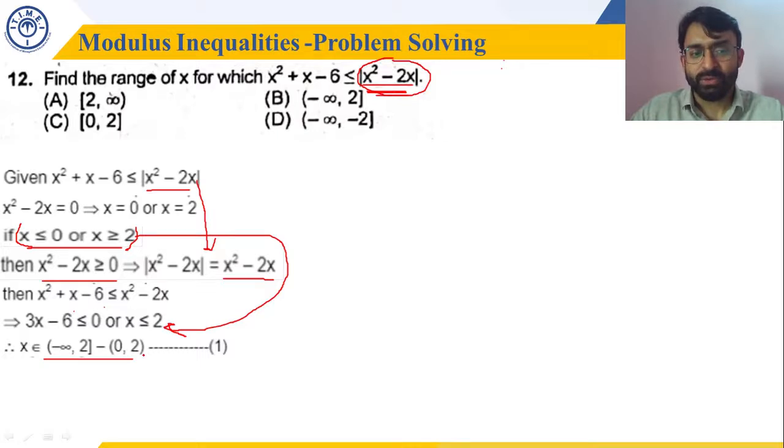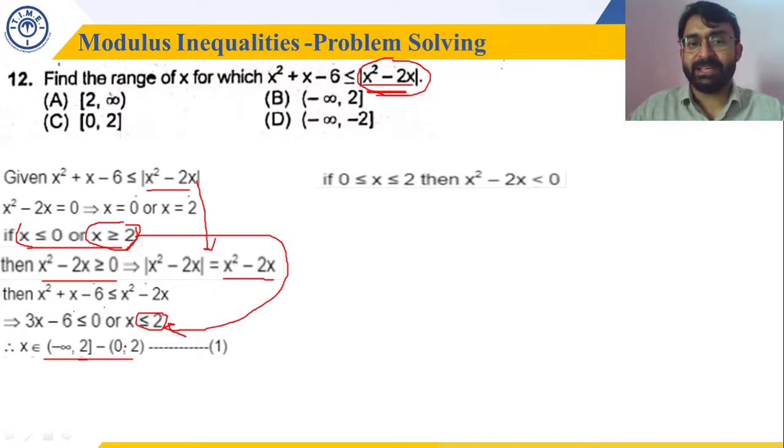Can we take 2? Yes, we can take 2. Because here 2 is included and here 2 is also included. So we cannot exclude 2. So that's why we are writing like this. X minus infinity to 2, 2 is included, and the range from 0 to 2 is excluded because I have to include 2. I hope this is making sense. 2 is included. Okay. Let's take the next part.